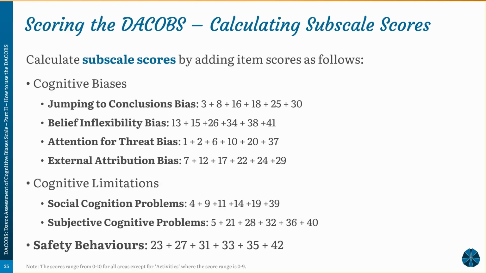Now, let's look at the cognitive limitations subscales. For social cognition problems, add scores for items 4, 9, 11, 14, 19, 39. For subjective cognitive problems, add scores for items 5, 21, 28, 32, 36, and 40. Finally, for safety behaviors, add scores for items 23, 27, 31, 33, 35, and 42.